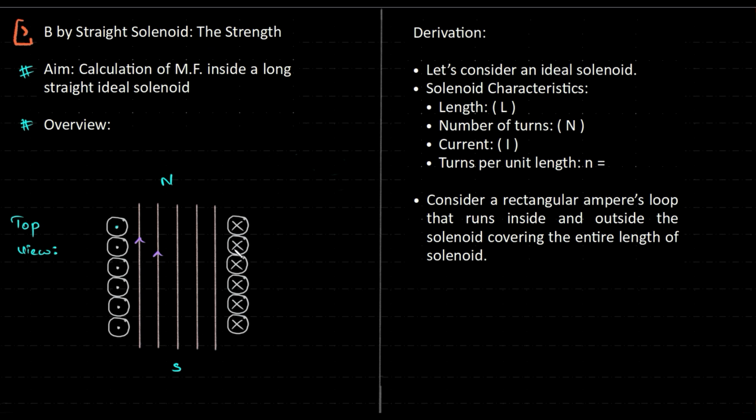For that we need an Ampere loop, which is just a set of lines. In this case, it's convenient for us to take a rectangle enclosing the entire solenoid. That's our rectangle. This is your Ampere's loop. Now, the next thing that we need to decide on is the direction of integration.